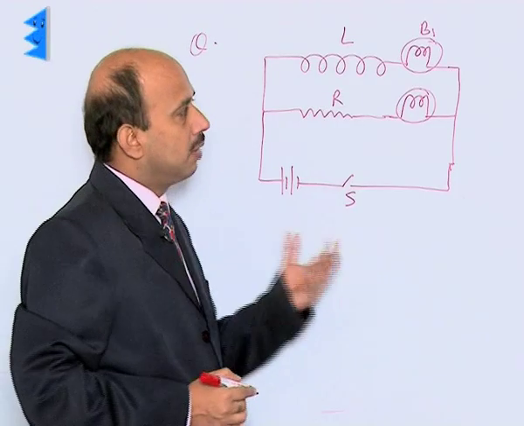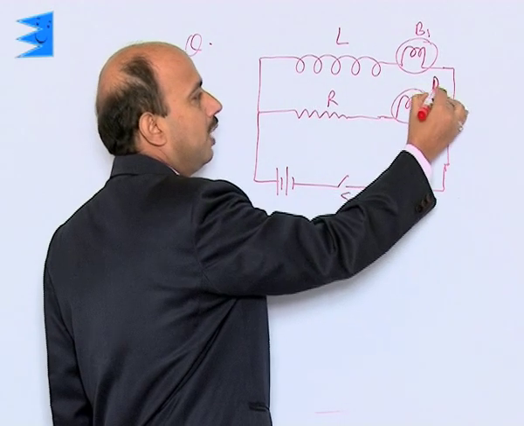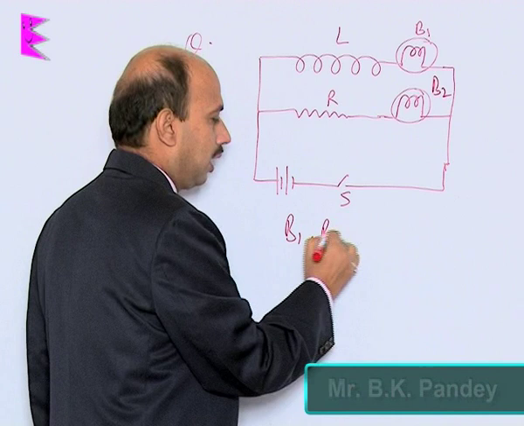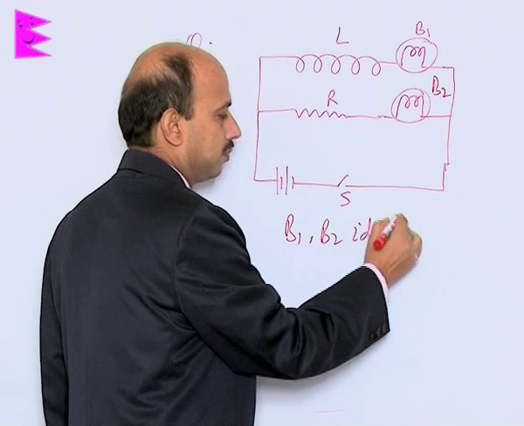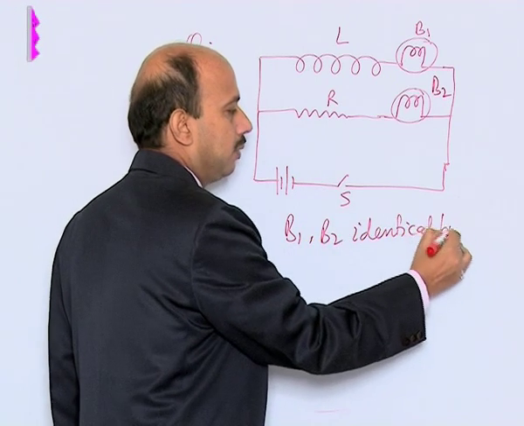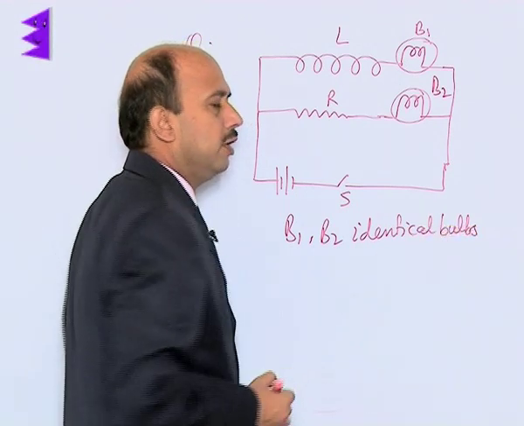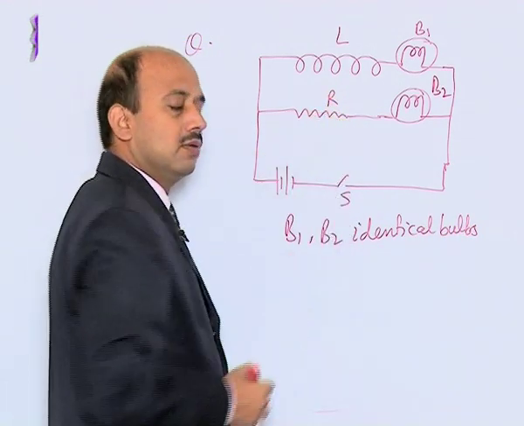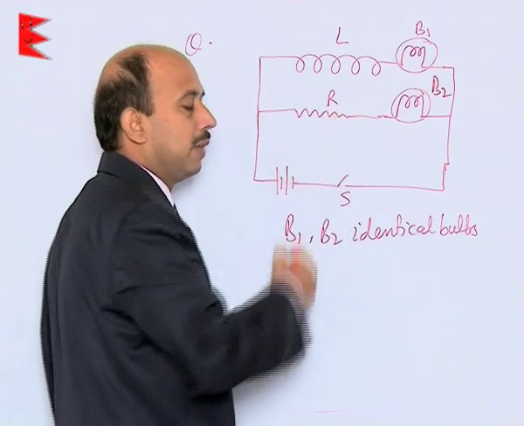Now say in this example, there are two bulbs B1 and B2. B1 and B2 are identical bulbs. Identical bulbs means they have got the same wattage. And now L and R are here, connected in parallel.